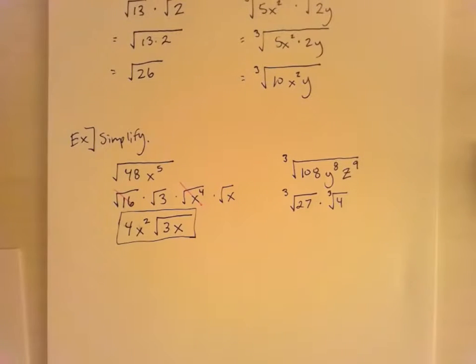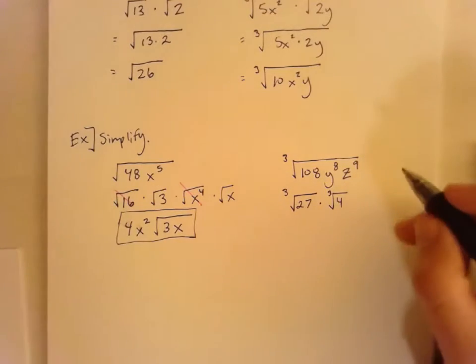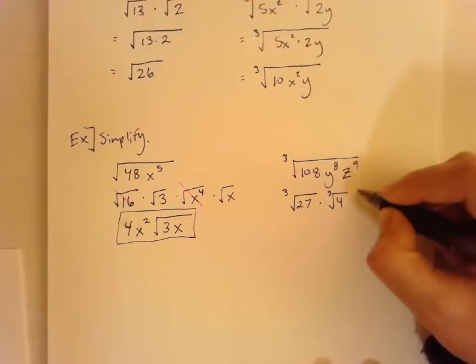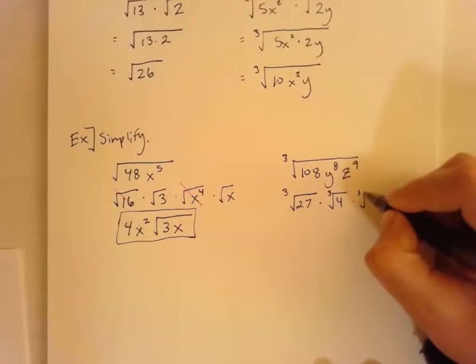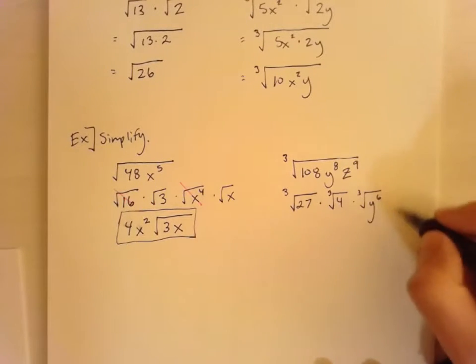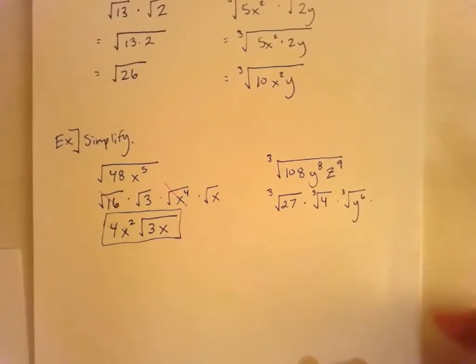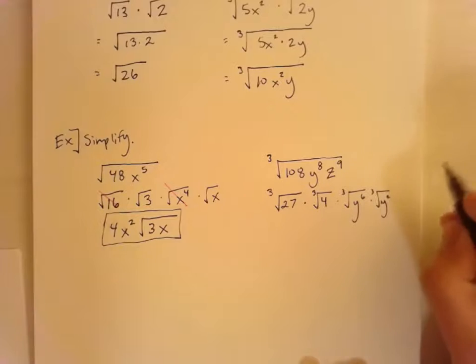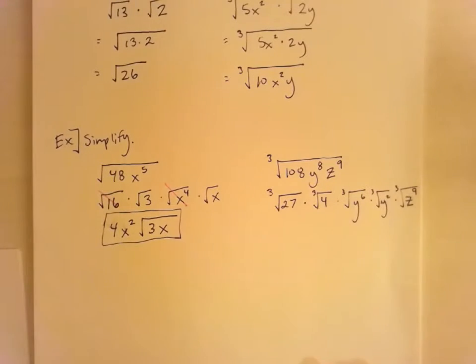And then I'm going to break this up as cube root of y to the 6th times the cube root of y squared times, lastly, the cube root of z to the 9th.